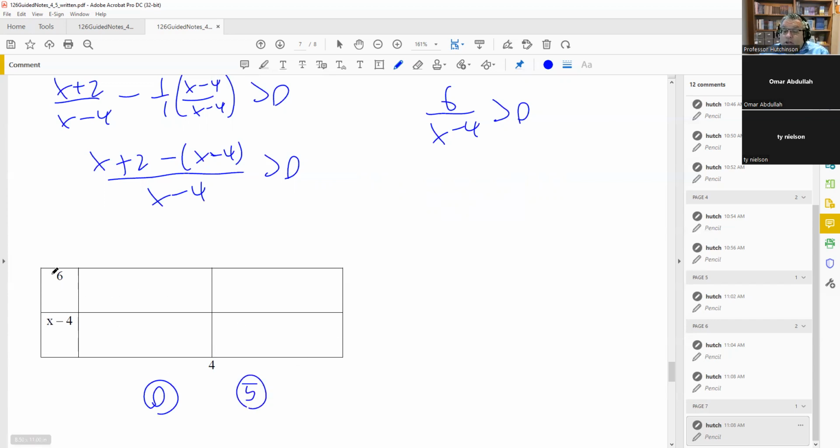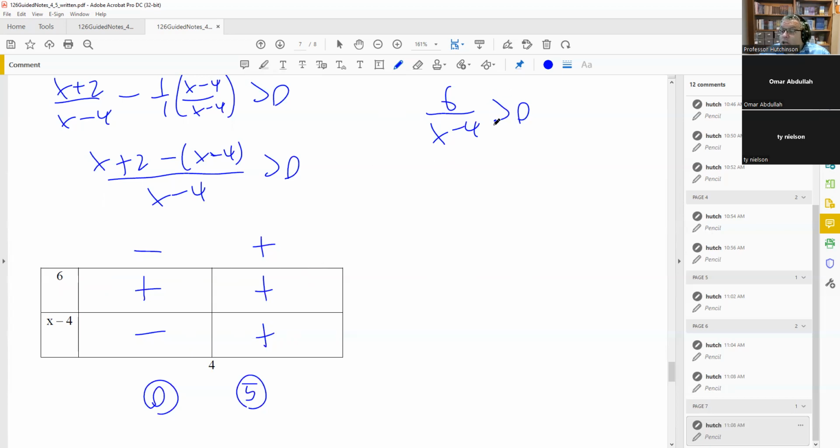Now you can't plug these into the 6, so this top row all the way across is just going to remain positive because 6 is positive. So we just put pluses across there. But we can plug the 0 into the bottom one. 0 minus 4 is negative. 5 minus 4 is positive. So we get a minus and a plus for the sign chart.